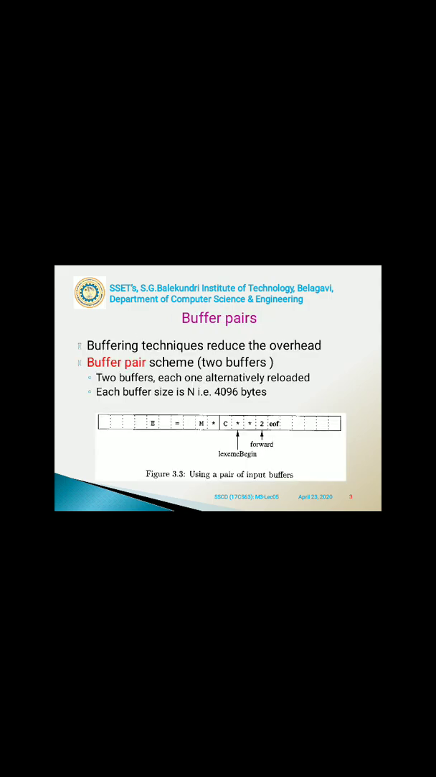Now, this buffering scheme reduces the overhead. What do you mean by this? It means that if you don't have a buffer, you need to read character by character.